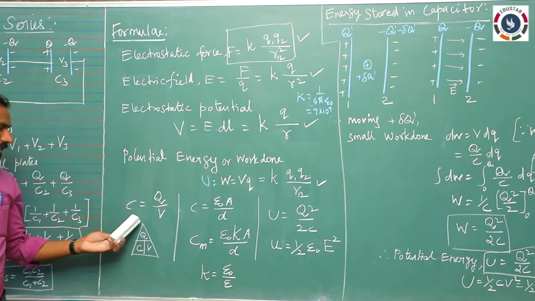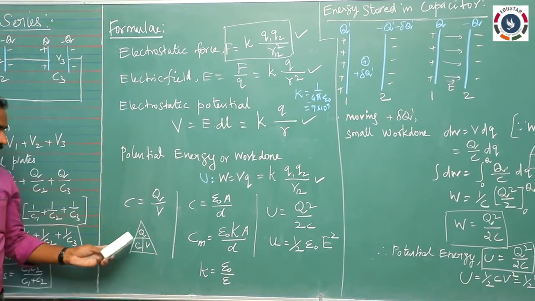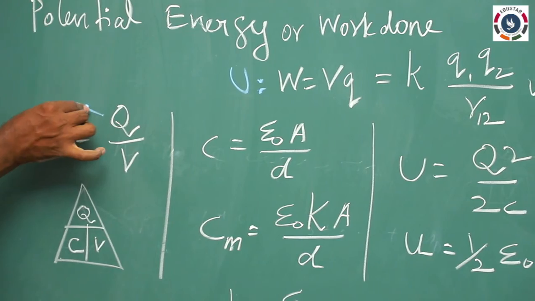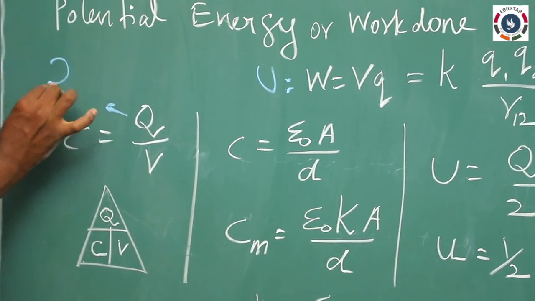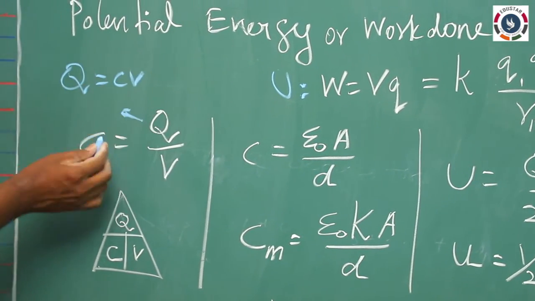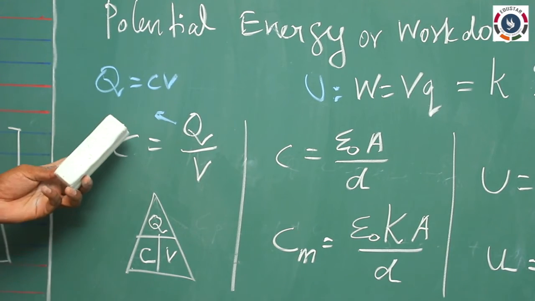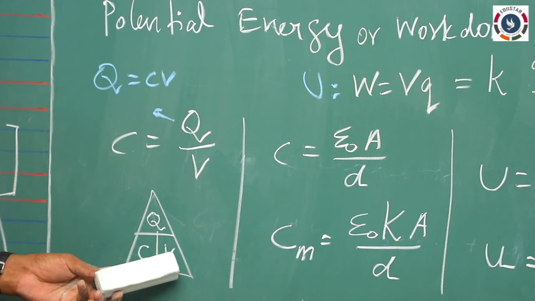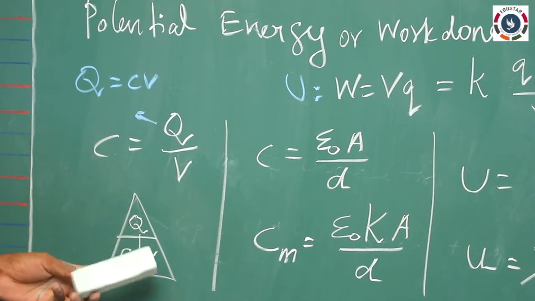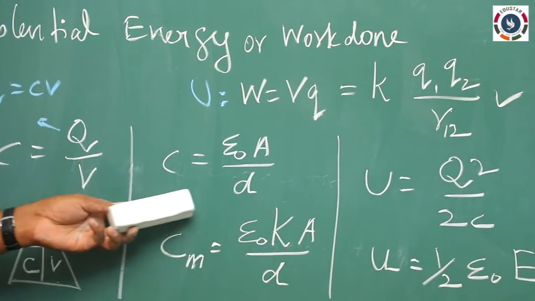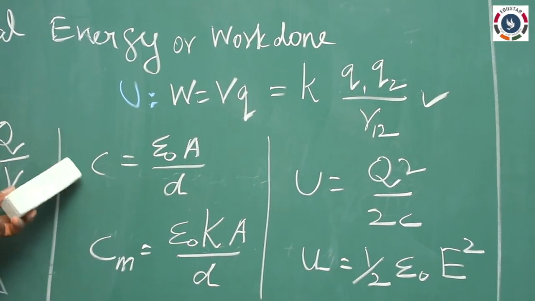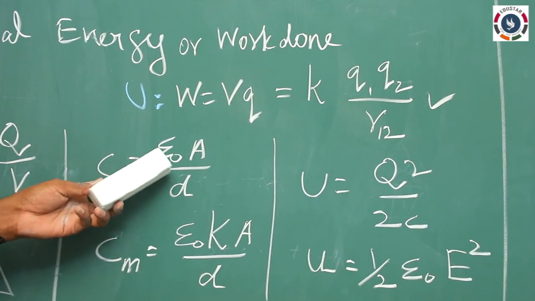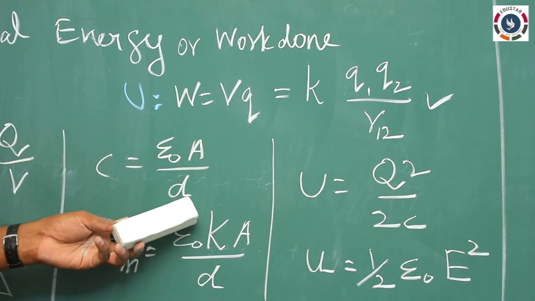After that, capacitance. Using the triangular form, QCV, C equal to Q by V. So you take the linear formula, Q is equal to CV, like V equal to IR. Okay, Q is equal to CV, and also V equal to Q by C, or C is equal to Q by V. This is the capacitance of the parallel plate capacitor, whose area is A and distance of separation is D. So C equal to epsilon naught A by D. This is in the normal case.